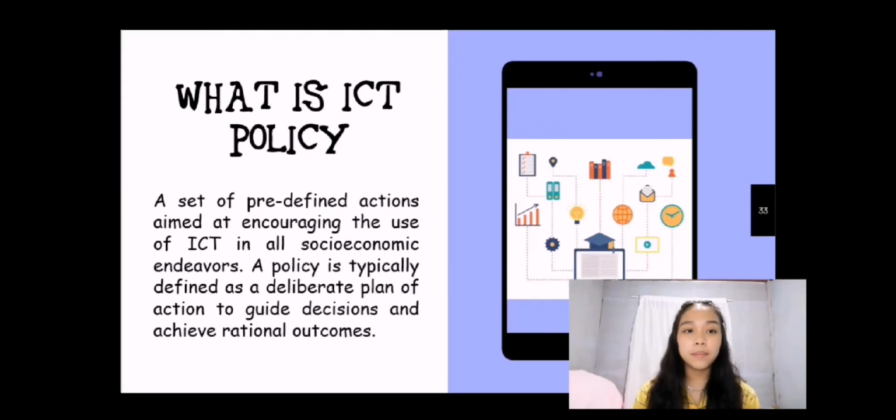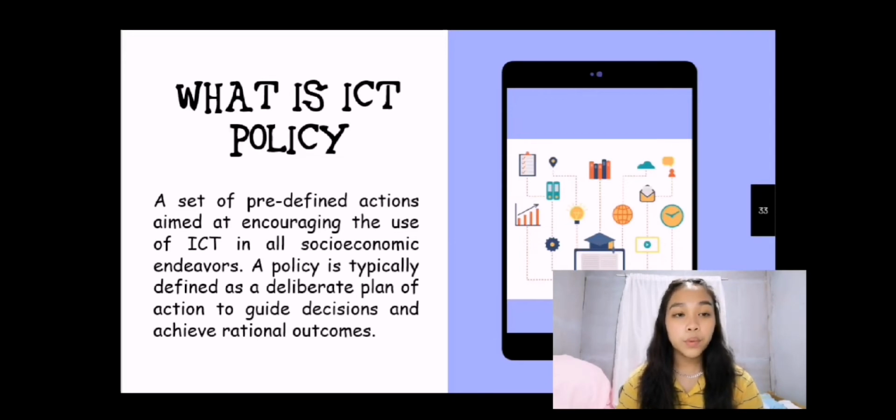What is ICT policy? ICT policy is a set of predefined actions aimed at encouraging the use of ICT in all socio-economic endeavors. A policy is typically defined as a deliberate plan of action to guide decisions and achieve rational outcomes. Usually, people do what they want to do without any further limits. That's why a policy or rules have been made, so that they would be guided toward a good outcome.